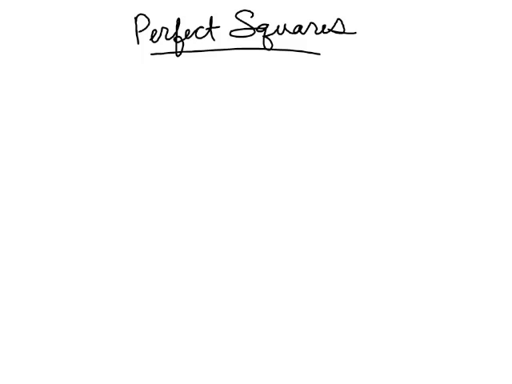This is on page 102. Perfect squares. So the example A they give us is 4w squared minus 81.